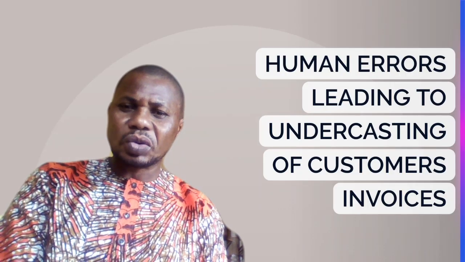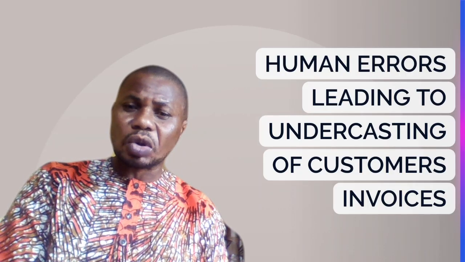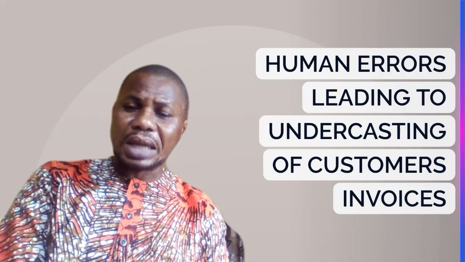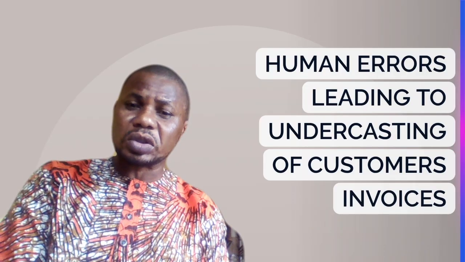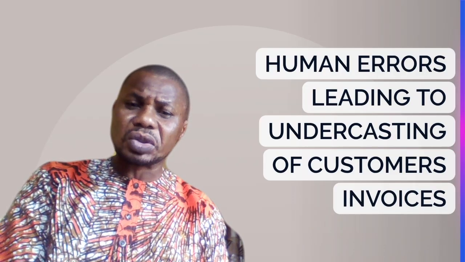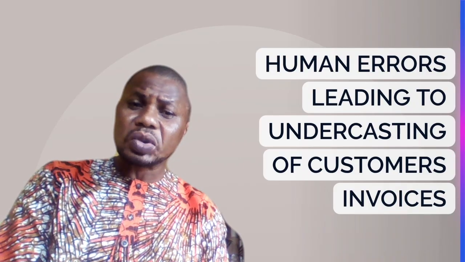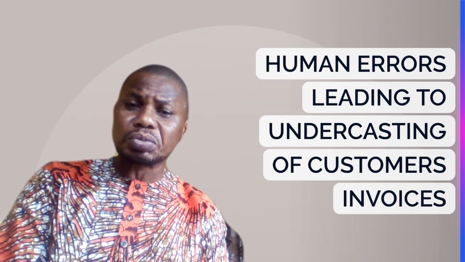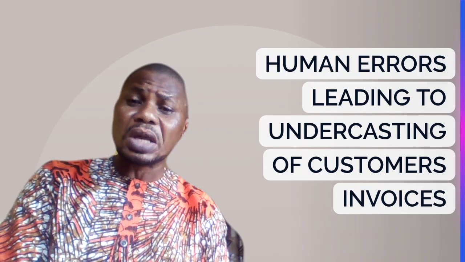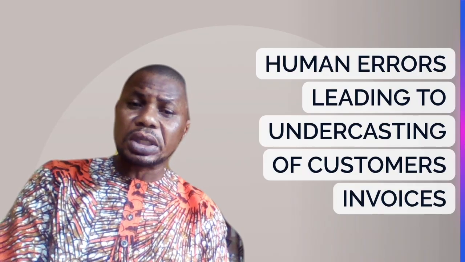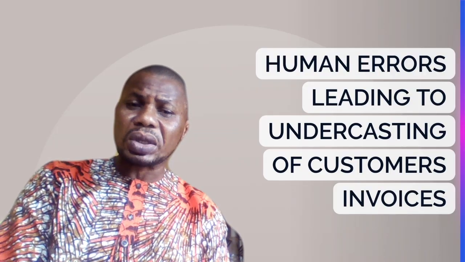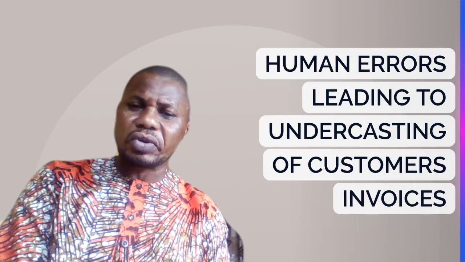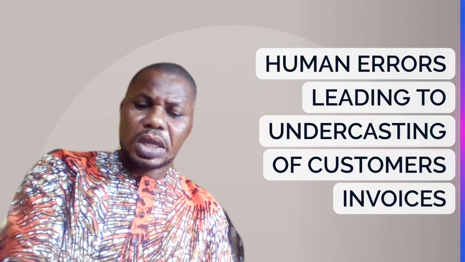Do you understand? So this is one of the things getting automated, or getting computerized, or getting the setting of accounting software does for you. It will minimize errors completely. So many businesses are losing money. Many small businesses, especially those who are still running manual processes, are losing money as a result of human errors leading to undercasting of customers' invoices. Let's go to the next one.